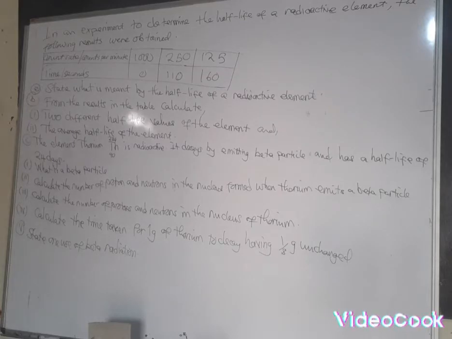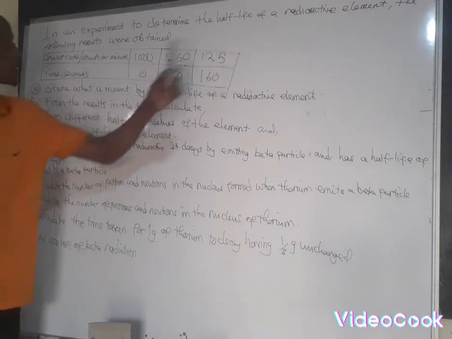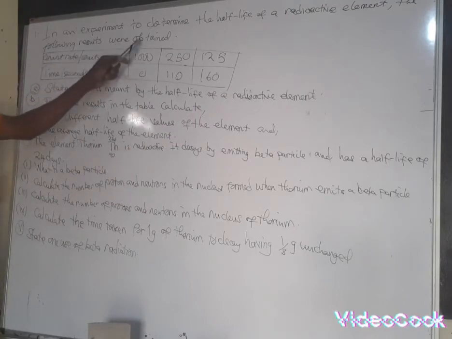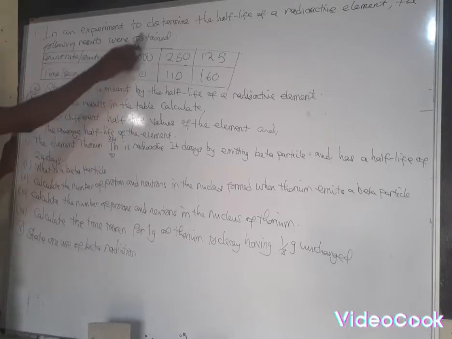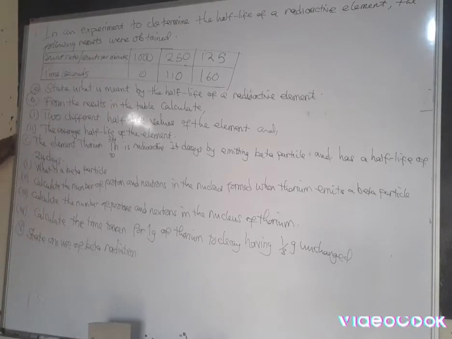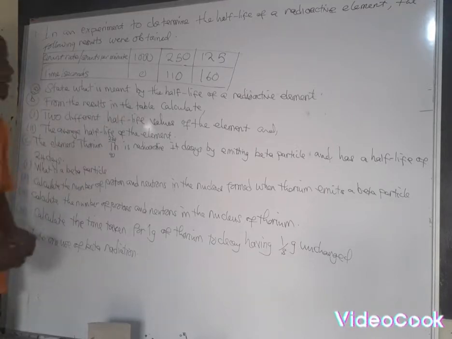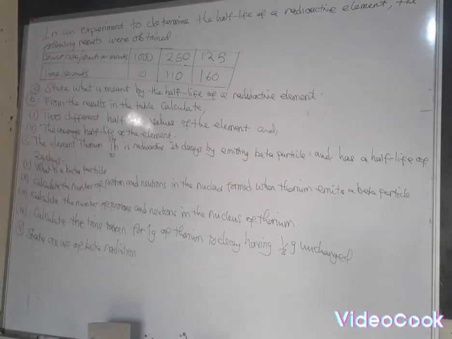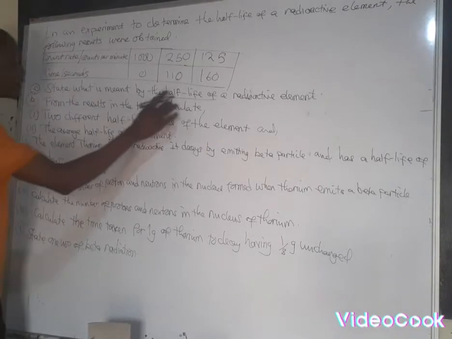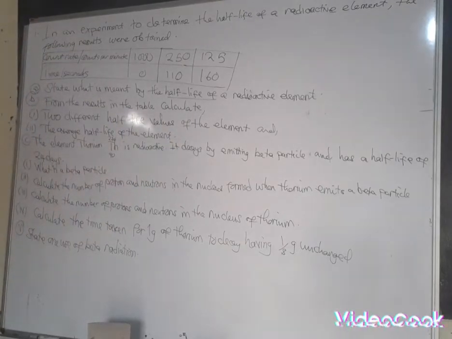I hope you can see what is written here. The question is, in an experiment to determine the half-life of a radioactive element, the following results were obtained, and this table is representing the results which were obtained from this experiment. The first question A is, state what is meant by the half-life of a radioactive element. In other words, they are saying define half-life. So what is half-life? Who can define half-life?